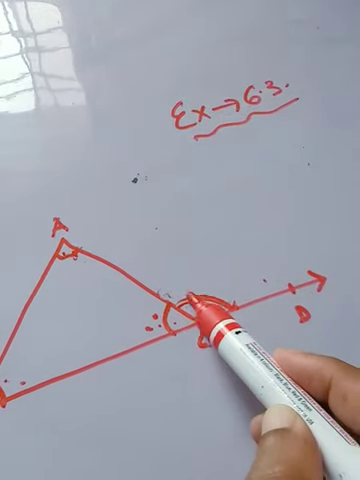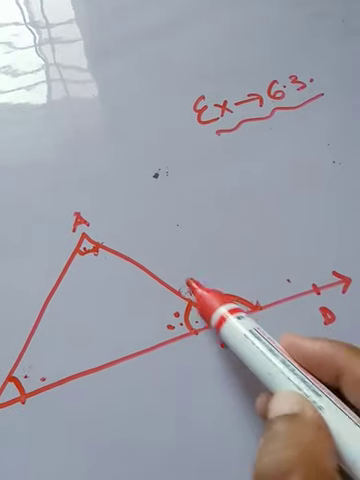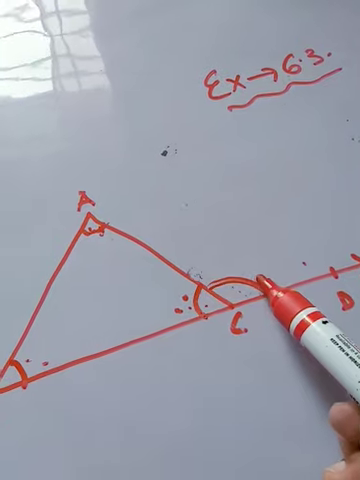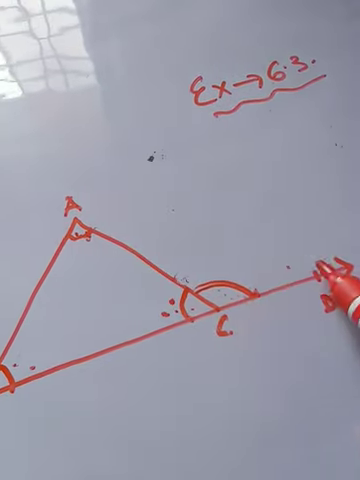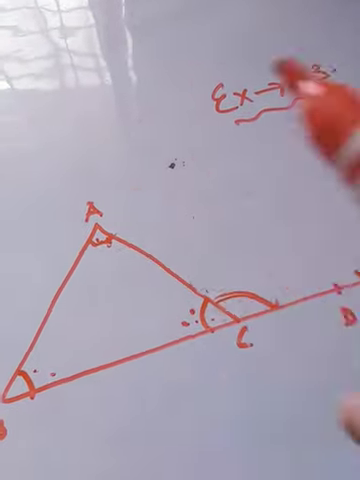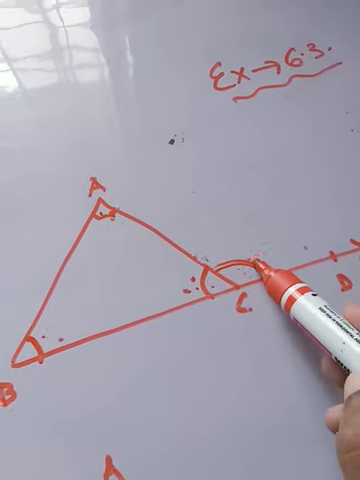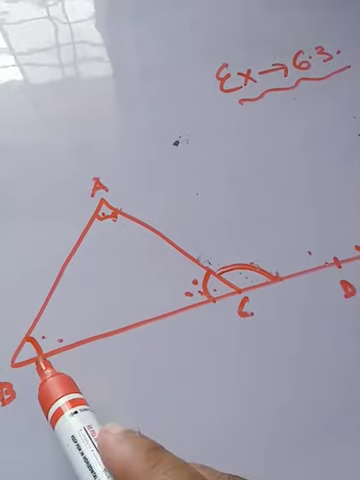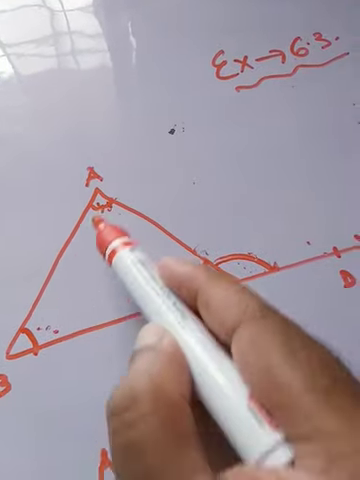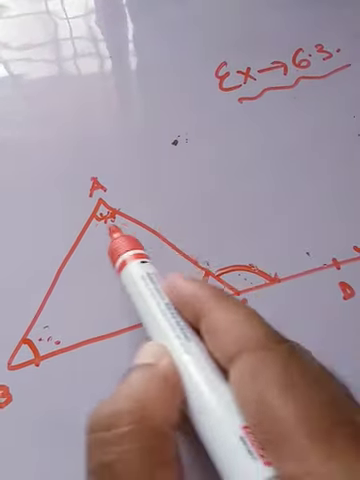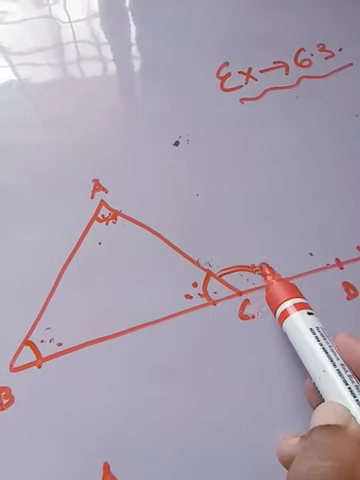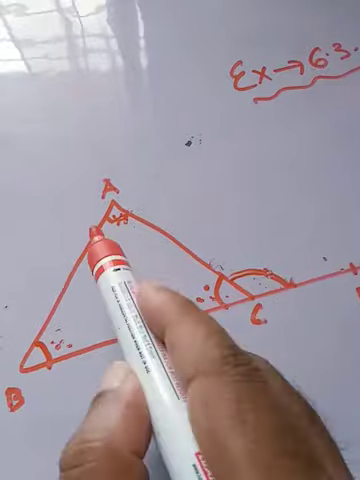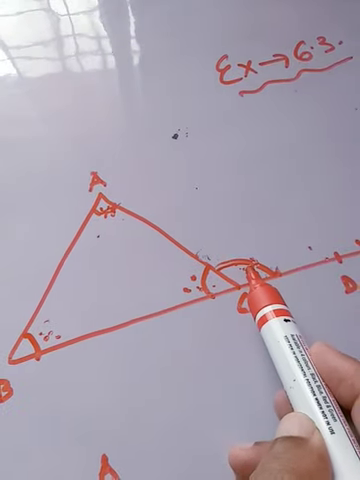Now this particular angle is exterior to this triangle ABC. Exterior means it is outside the triangle. That is, angle ACD is exterior to this particular triangle. Now this exterior angle, that is ACD, is adjacent to this angle, that is ACB. And what about these two? These two angles are clearly opposite to this exterior angle, isn't it? That means angles A and B are opposite to this exterior angle.